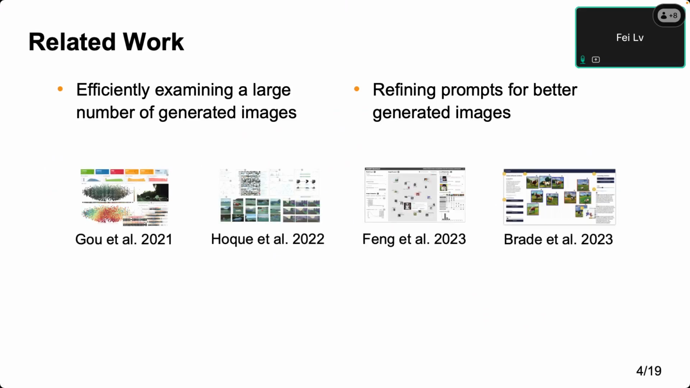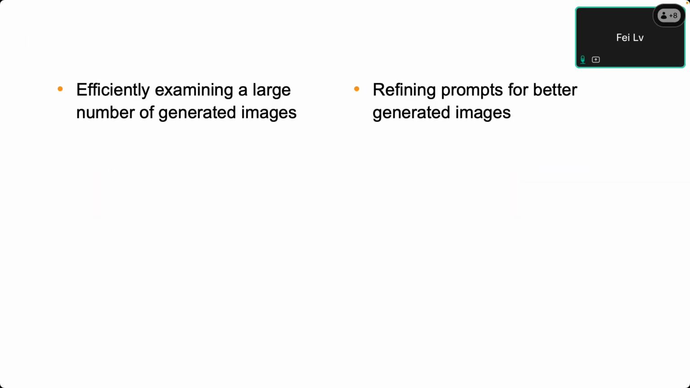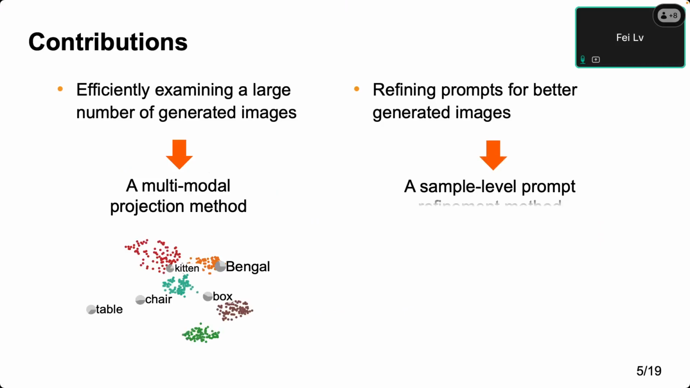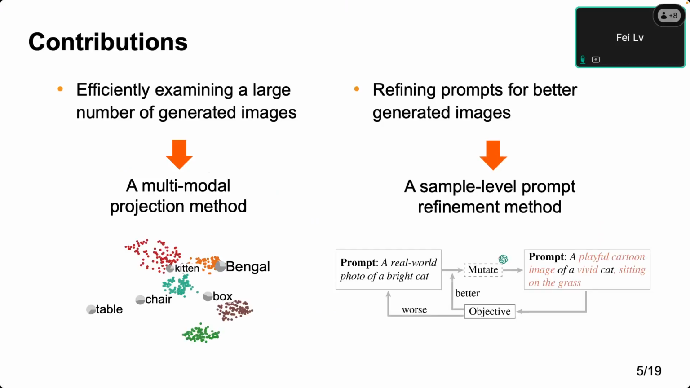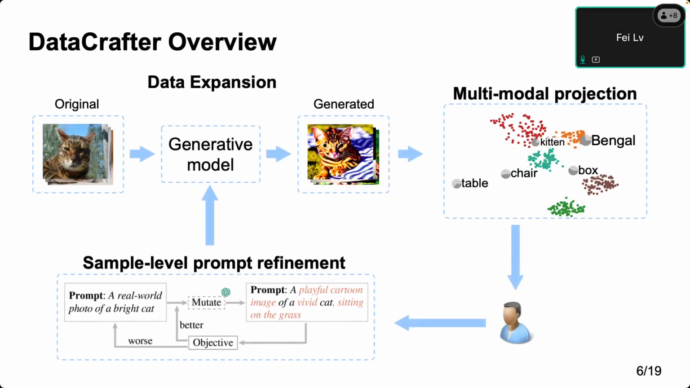In the literature, many methods have been proposed for interactive data generation. However, as they are not tailored to enhancing data expansion, they cannot be extended to improve the model performance trained on the expanded data. To tackle these 2 challenges, we first propose a multimodal projection method to help explore the generated images. We also developed a sample-level prompt refinement method to enhance the prompt refinement process. Based on that, we developed DataCrafter to help enhance data expansion.